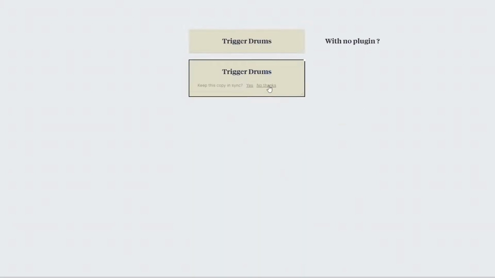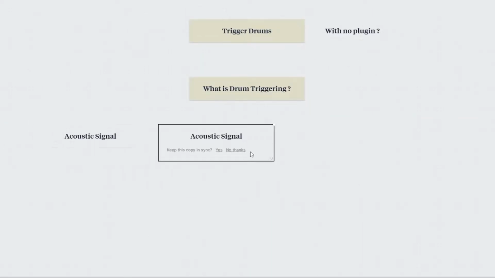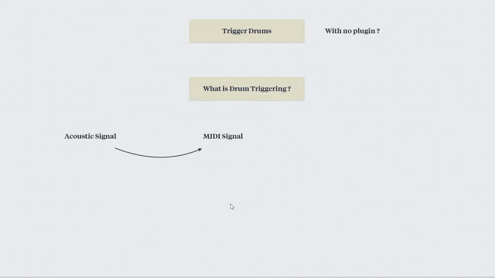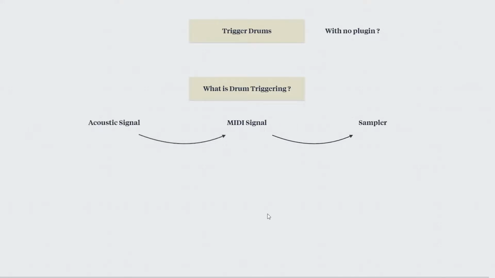In case you don't know what that means, drum triggering means that you take the acoustic signal of a drum and turn that into a MIDI signal. This MIDI information can then be fed into a sampler to create different drum sounds, either to beef up the sound of the drums or to replace them overall with another sound.